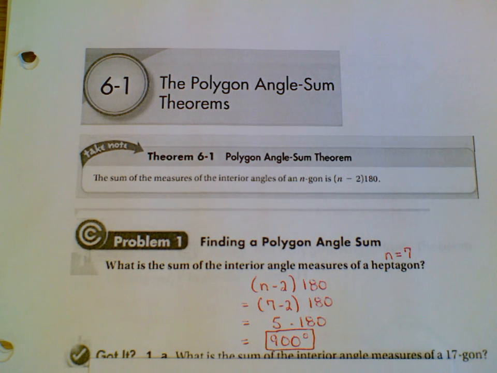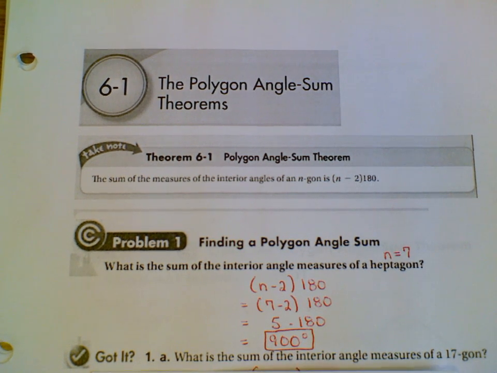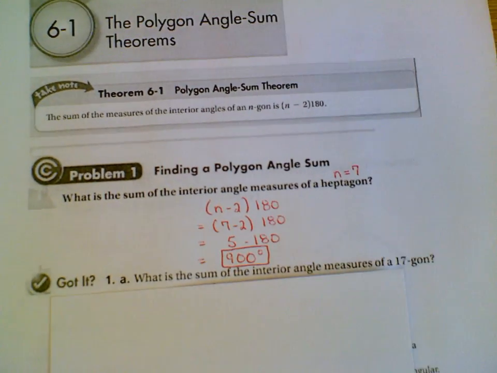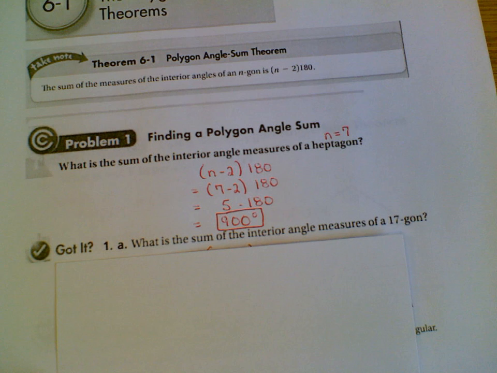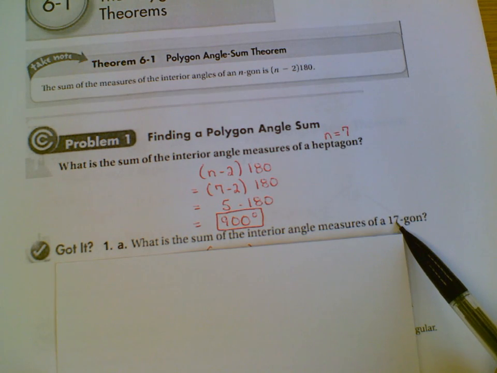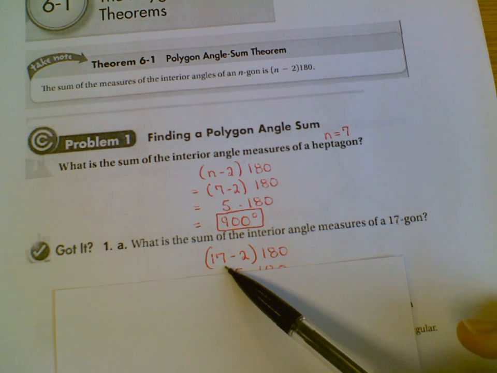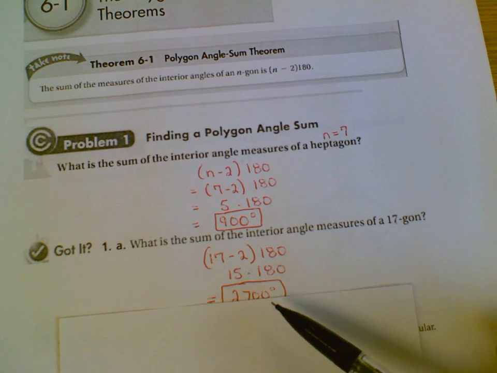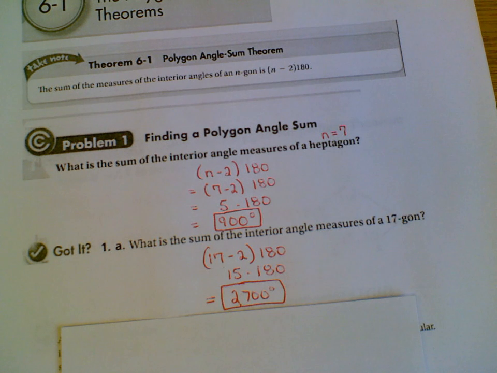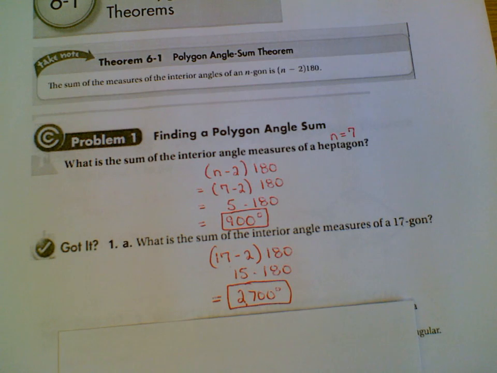Now I want you to pause the video and try the got it question. The got it question is asking, what is the sum of the interior angle measures of a 17-gon? They already told you how many sides a 17-gon has: 17. So I'd put 17 in for n and then solve it out. 17 minus 2 is 15. Take that times 180 and I get 2,700 degrees. So that's using the polygon angle sum theorem.